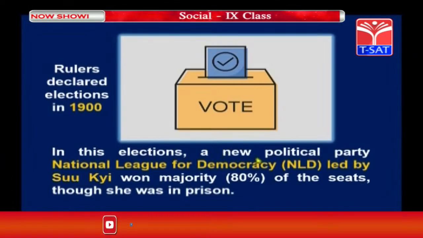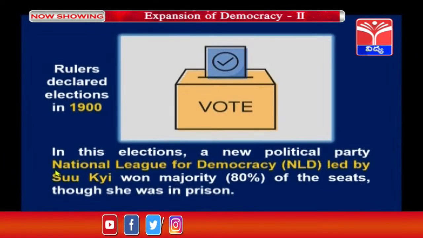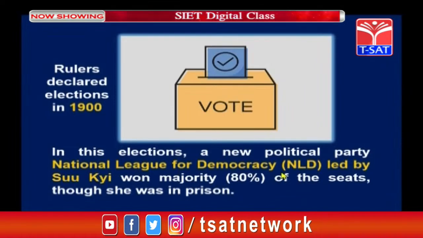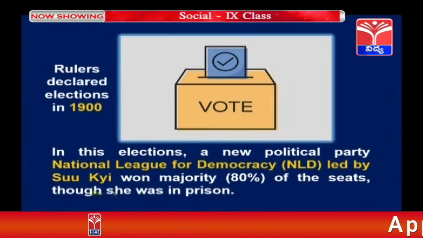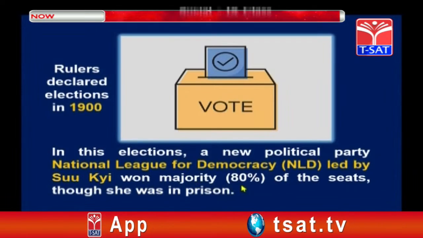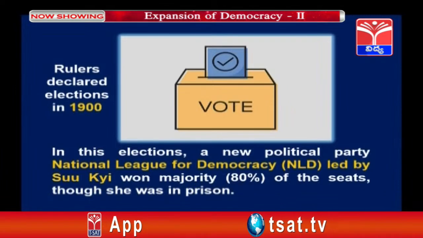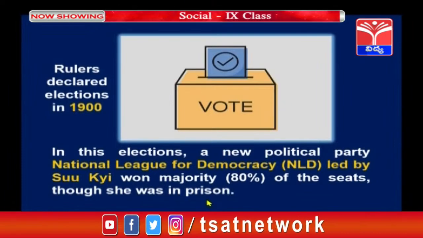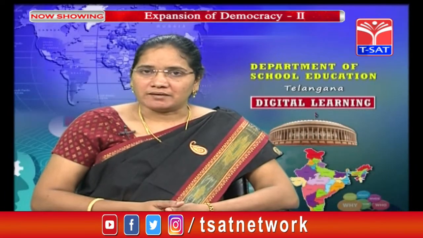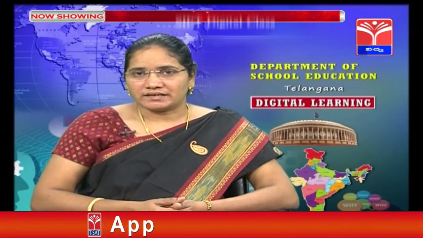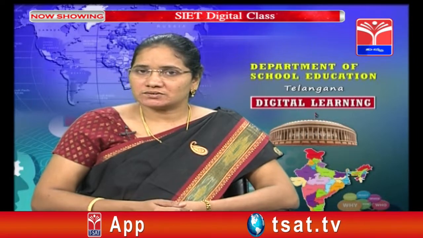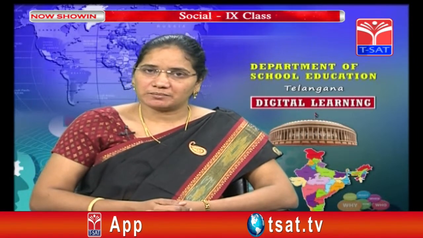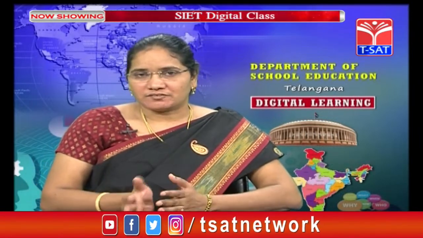In these elections, a new political party, the National League for Democracy, NLD, led by Suu Kyi, won a majority. 80% of the seats were gained by this party, though she was in prison. That means during the protest time, all the protesters were arrested and kept in prison. So Aung San Suu Kyi played a great role in the protest. She was also arrested and she was in prison. From prison itself, she contested for elections and her party gained the majority seats.